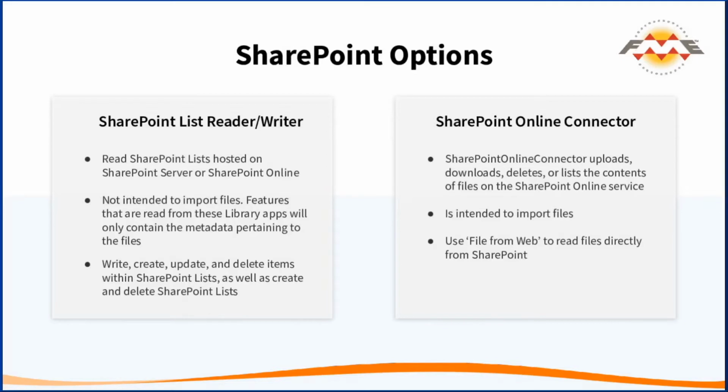And with both the SharePoint Online connector and the OneDrive connector, once you've downloaded the packages in Workbench so you can use these transformers, you have the ability to use file from web. So if you're reading in something like Excel or some other format, if that file is hosted on SharePoint or on OneDrive, you can do the drop down when you choose your dataset, choose file from web, and you can read those files directly from SharePoint or from OneDrive.